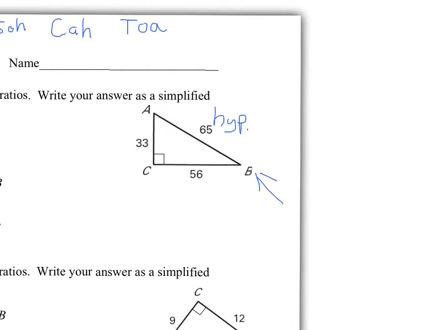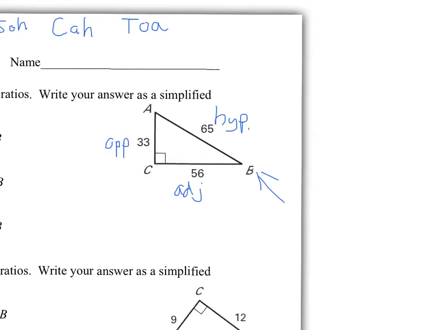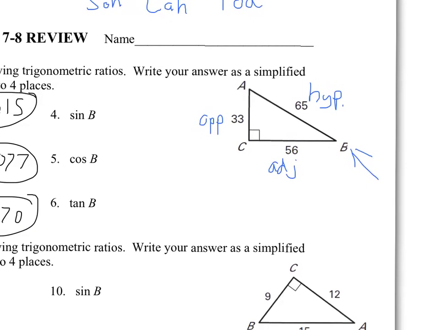What's the side that's right next to angle B? That would be 56. That's the adjacent side. What is opposite from angle B? That's 33. So the adjacent and opposite, it depends what angle you're looking from. So now we'll use that information to do angle B. So sine is opposite over hypotenuse. So opposite over hypotenuse is 33 over 65. We know that doesn't reduce. And when you divide that, you get 0.5077, approximately.